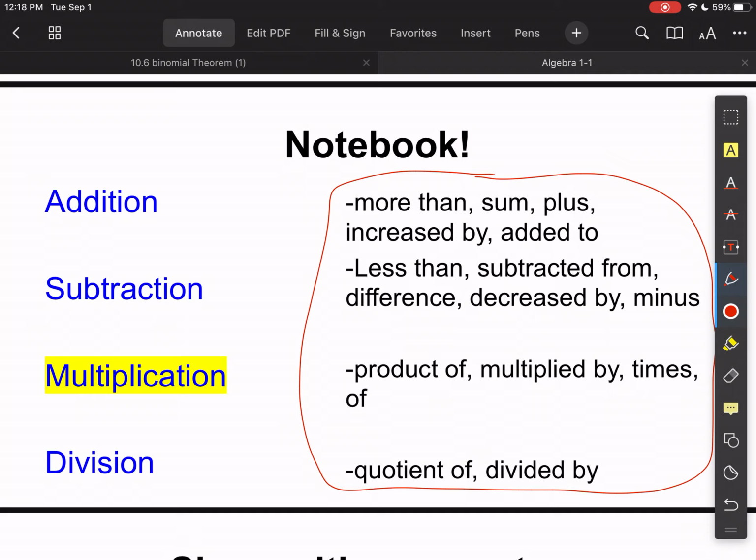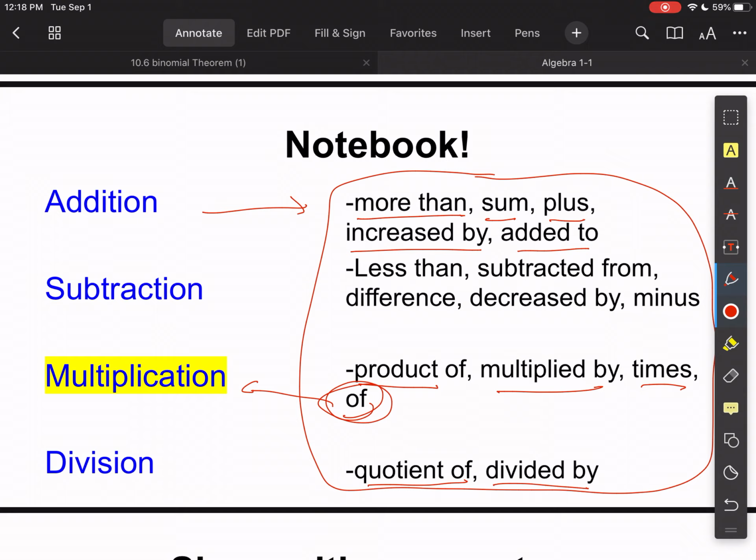So in your notebook, you might want to jot down some of these key terms. If things are being added, there's a number of ways we can talk about that verbally. We can use the words more than, sum, plus, increased by, or added to. For subtraction, less than, subtracted from, difference, decreased by, minus. For multiplication, product of, multiplied by, times, or the word of even, right? So of is often linked to multiplication. We'll talk more about that later as well. Division, quotient of, or divided by.